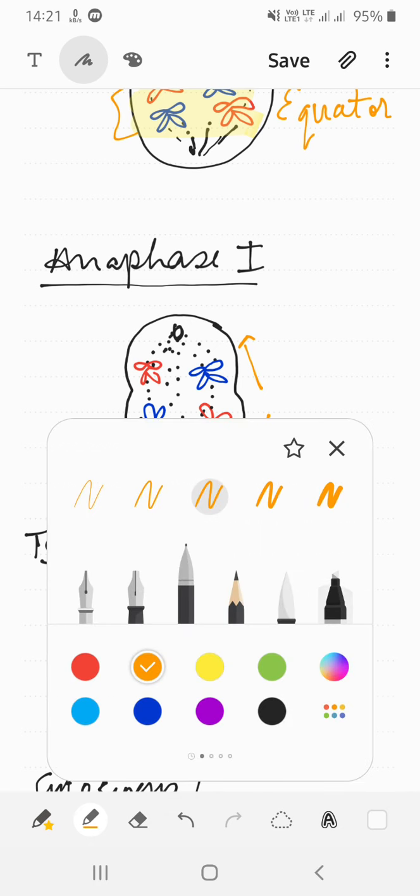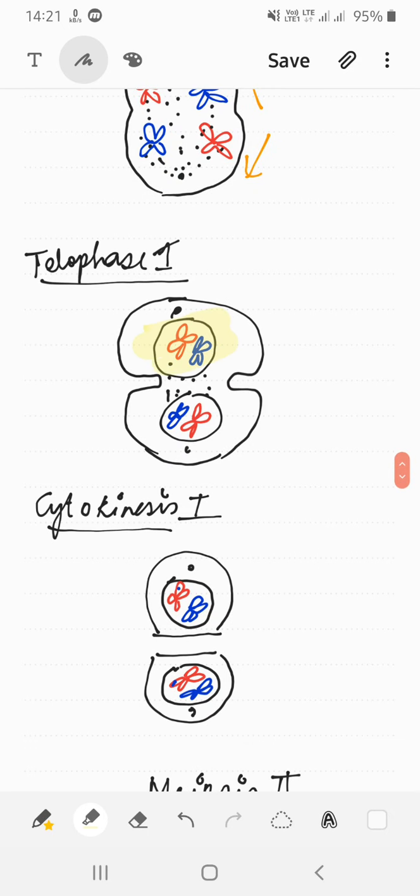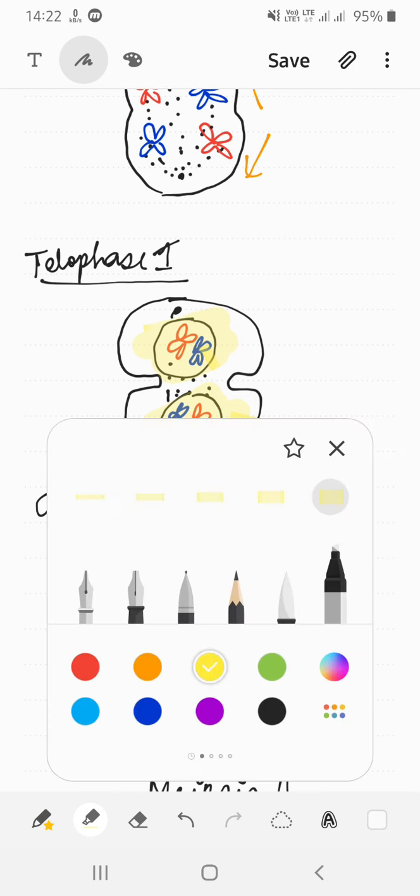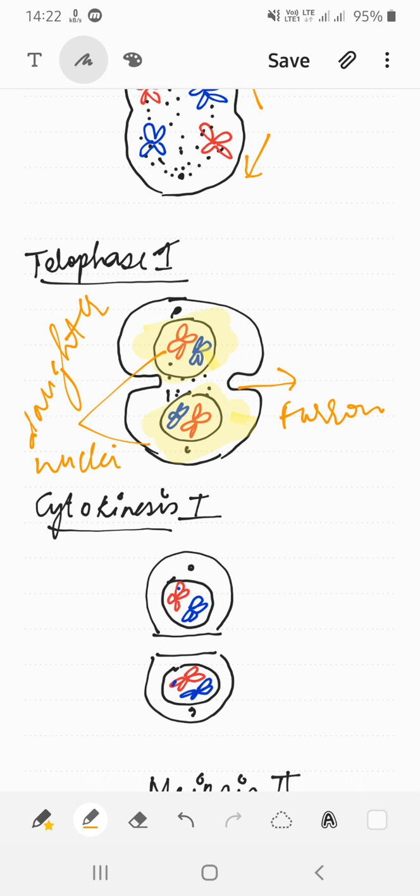In telophase 1, they reach the opposite poles, and opposite to prophase 1, as you already know, with the furrow formation, the two daughter nuclei are being formed. Two daughter nuclei are formed at the two opposite poles, which you can see.